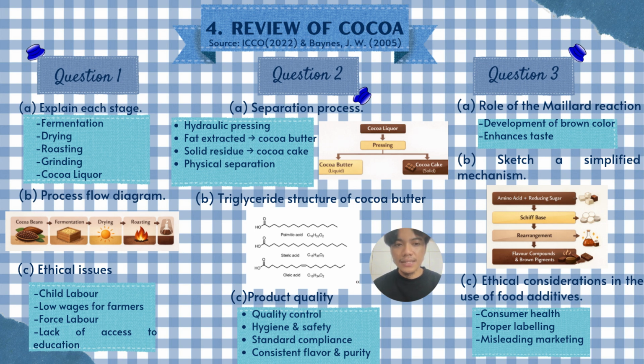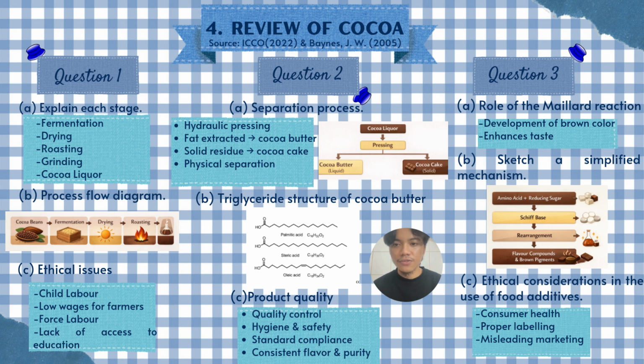Then the roasted beans are cracked and winnowed to remove the shell, leaving cocoa nibs. These nibs are ground into a thick paste due to the release of cocoa butter. The final product is cocoa liquor, which is a smooth liquid paste of cocoa solids and cocoa butter. This is the base ingredient for making chocolate and other cocoa products.